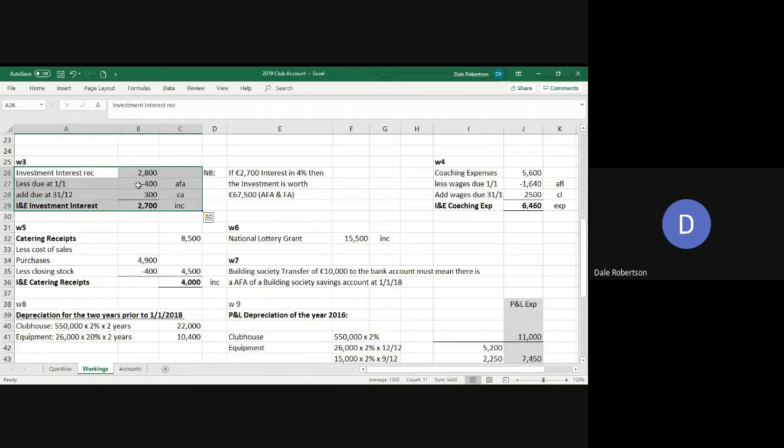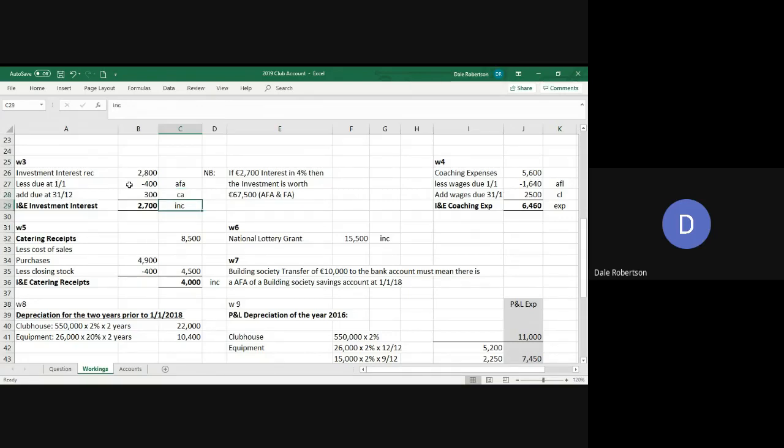However, if you have an amount due at the start of the year, you need to subtract that because it was for last year. And then note number three, at the end of the year, we have investment interest due. So when we do this refinement, our investment interest for the year is 2,700. This is our actual income. This is an accumulated fund asset at the start of the year, an income due, and this is an income due at the end of the year, which is a current asset.